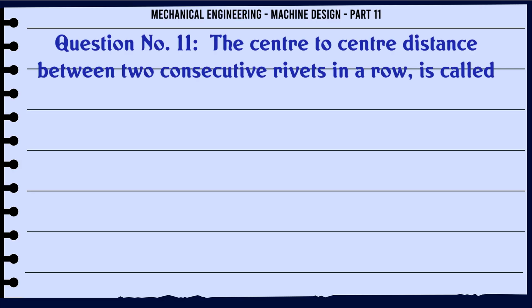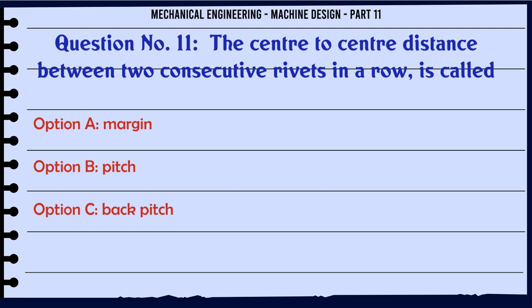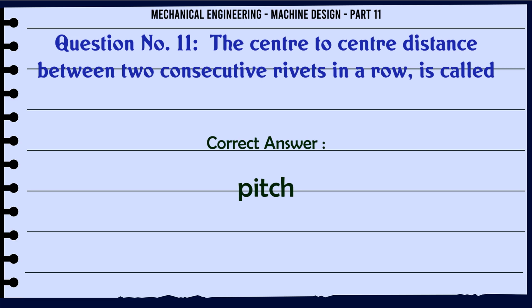The center-to-center distance between two consecutive rivets in a row is called A. Margin. B. Pitch. C. Back pitch. D. Diagonal pitch. The correct answer is pitch.